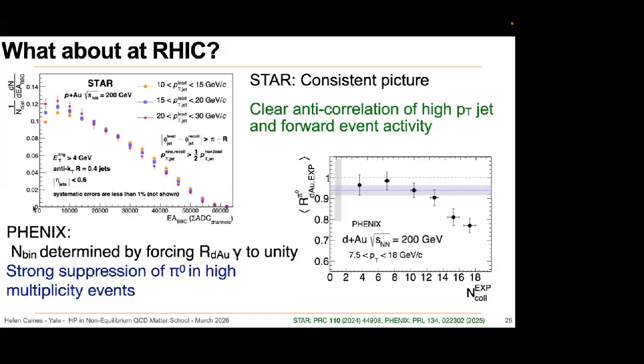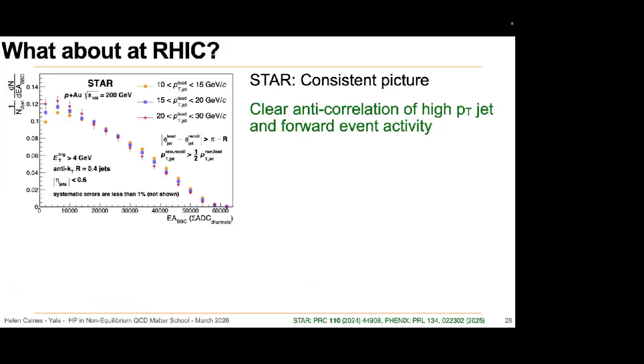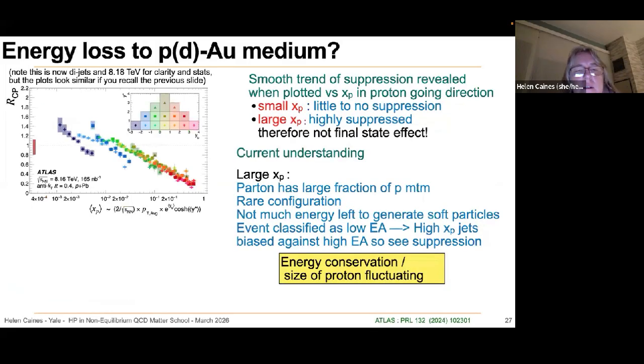Sayantan: Hi, Helen. Thanks for this fascinating talk. I had one naive question. At the LHC, is it possible to measure events as a function of the rapidity? Yes, so that's what's happening here, differential in rapidity.